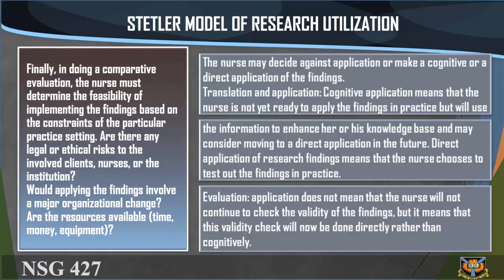Cognitive application means that the nurse is not yet ready to apply the findings in practice, but will use the information to enhance her or his knowledge base and may consider moving to a direct application in the future. Direct application of research findings means that the nurse chooses to test out the findings in practice. Evaluation. Application does not mean that the nurse will not continue to check the validity of the findings. It means that this validity check will now be done directly, not just cognitively.